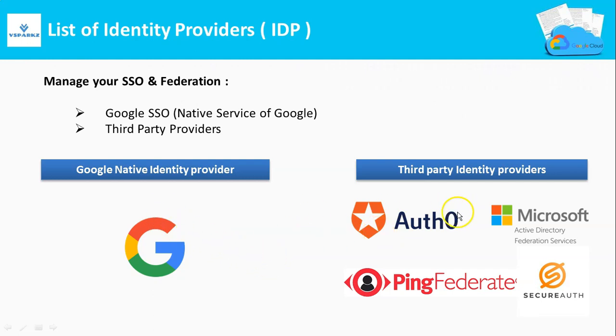Here in this slide, we have two types of identity providers. Google's native identity provider, and the second case is third-party identity providers. Google itself provides an identity provider. If we use Google's native identity provider for our federation, then the identity provider and the service provider are both Google.